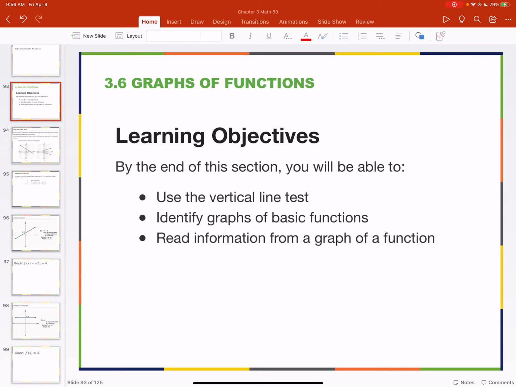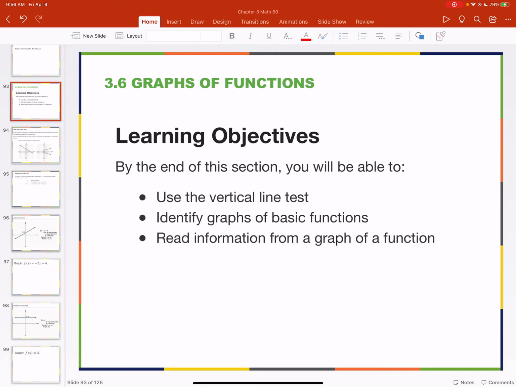Hello everyone, welcome to section 3.6, in which we're going to talk about graphs of functions. It's a short section, but we're going to introduce the vertical line test and then identify basic graphs. So let's get started. First of all, what's the vertical line test?